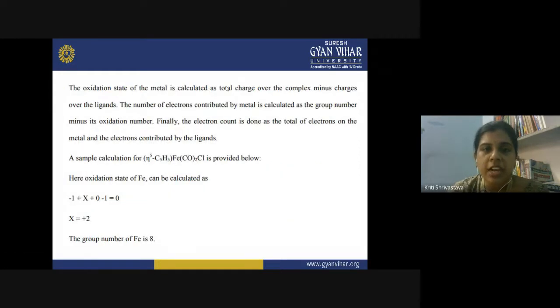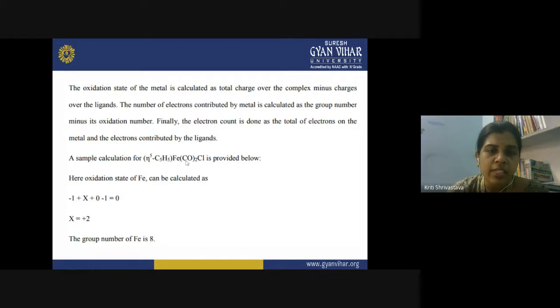Now the oxidation state of the metal we are also calculating in this, and the total charge on the complex minus the charge on the ligand. So the number of electrons contributed by the metal is calculated as the group number minus its oxidation number. Finally, the electron count is done as the total of electrons on the metal and electrons contributed by the ligand. So again, we have taken the similar complex here, and now we are calculating the electrons by the donor ligand method, right? So let us now consider what is the oxidation state of the iron here.